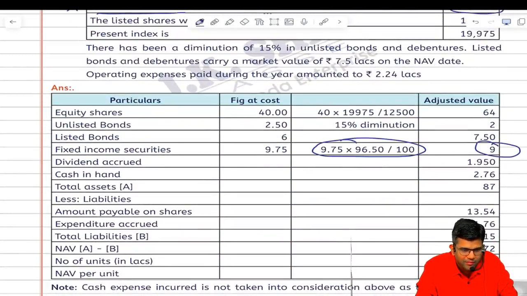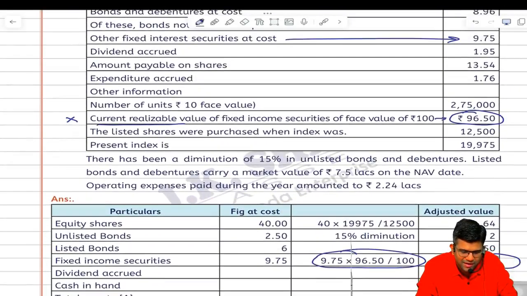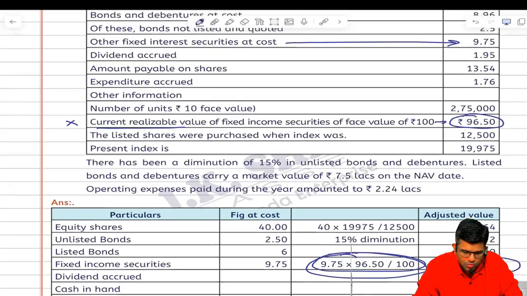Why? Because now do you realize they have not given that line at the end that other fixed income securities are to be calculated at cost, are to be taken at cost. Are you clear now what I am saying? So I hope you understand what is to be done in the exam. Do this only. But in case they say, no, you take it at cost, then okay, we'll take it at cost. If they are not saying anything about it, we will take it at the realizable value. Everyone following? Clear?